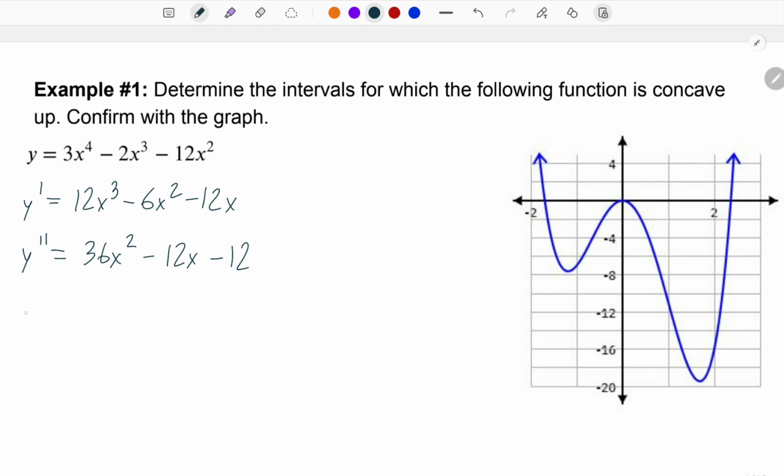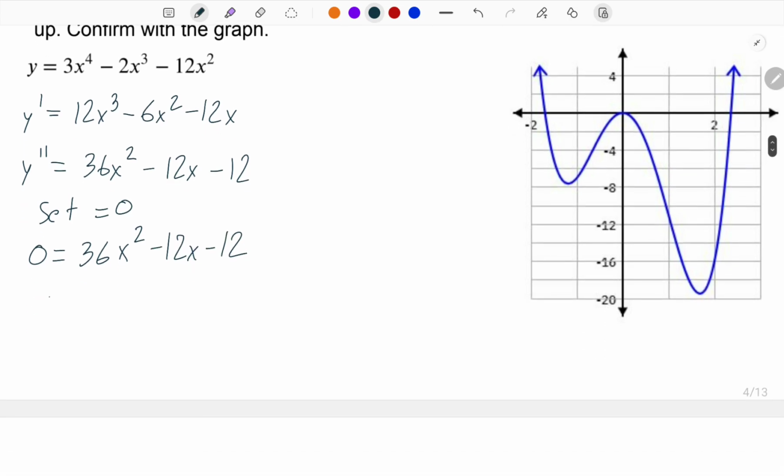We want to get this equal to 0, so 0 is going to be equal to that. And then we're going to want to factor. So to factor this, to make your life a little easier, common factor out a 12, and it's just going to be 3x squared minus x minus 1.